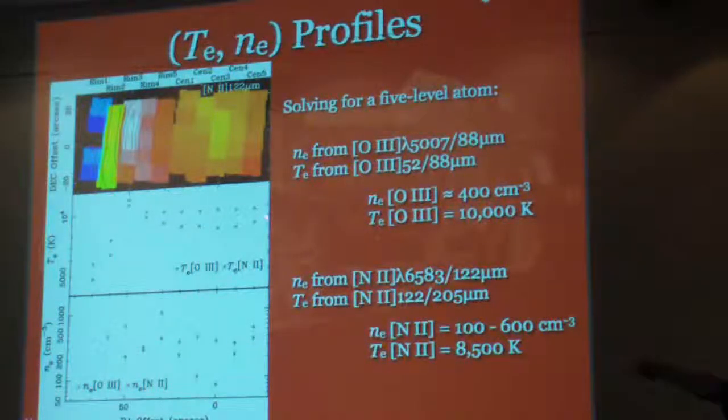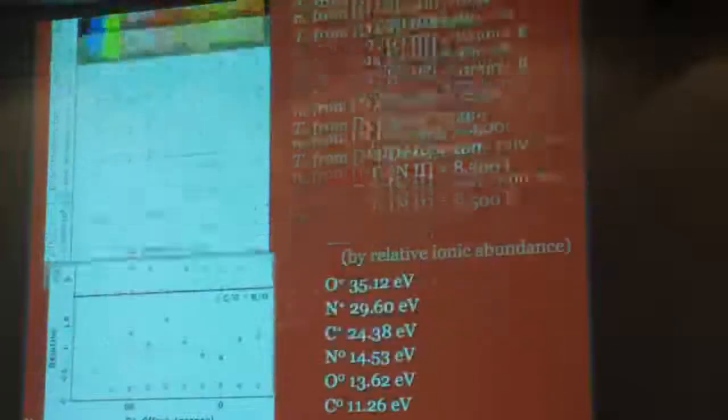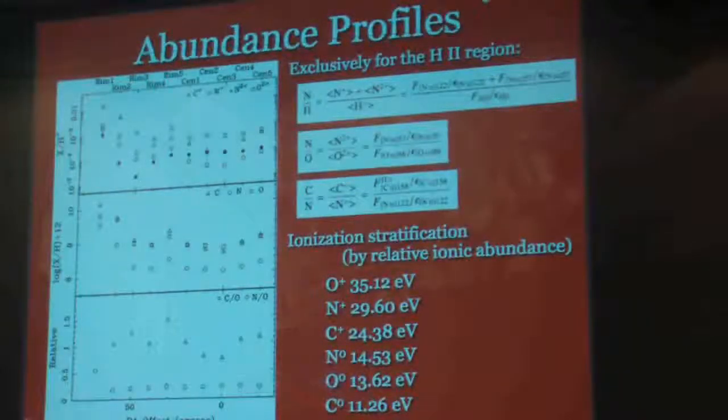So this is the electron temperature profile, almost flat in the middle, goes up and then subsides. And then the electron density profile as well. In the O3 case, it's almost flat, but in the N2 case, it varies. In the middle it's the lowest, and it goes up and then goes up. And so forth. And then using this electron temperature and electron density profile or distribution, we can get the abundance distribution as well.